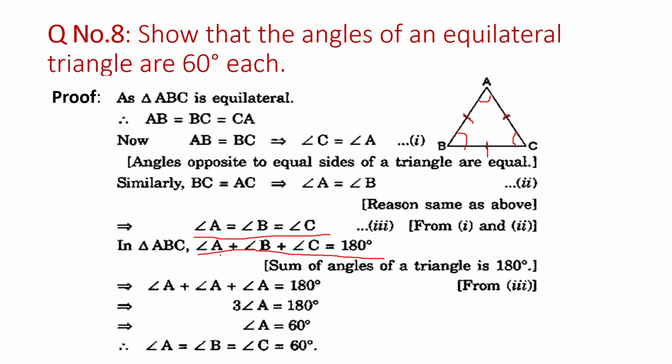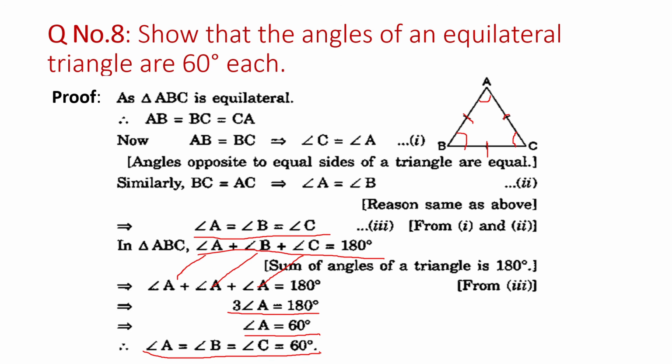In place of angle B, we can write angle A. In place of angle C, we can write angle A because all three are equal. Angle A plus angle A plus angle A is 180 degrees. 3 times angle A is 180 degrees. Angle A is 60 degrees. Hence, angle A is equal to B is equal to C is equal to 60 degrees.